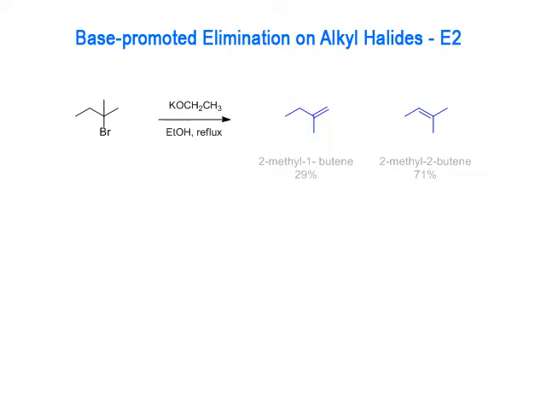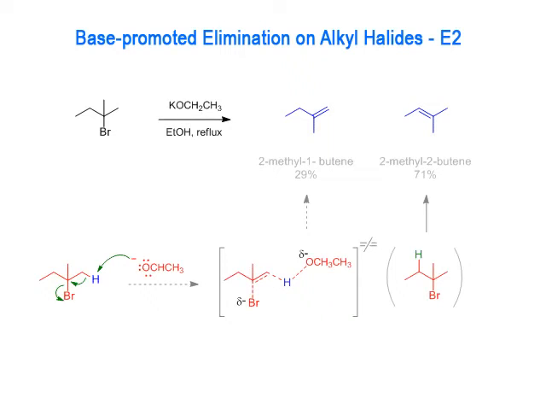When an alkyl halide is treated with base, alkene products are formed through an elimination process. In this case we find that this is a bimolecular process, we'll call it the E2, and Zaitsev's rule still applies in that the more highly substituted product will be major.